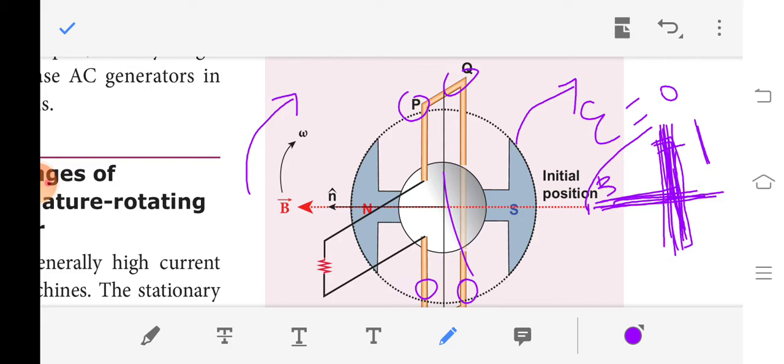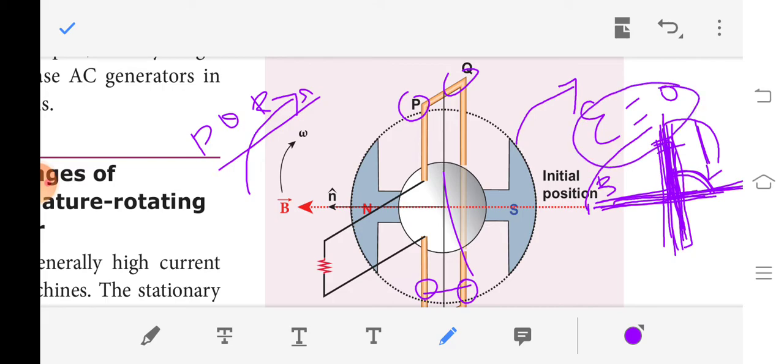The side PQ acts in the downward direction and RS acts in the upward direction, so the current flows in the direction P, Q, R, S. This is the first turn. The magnetic field rotates another 90 degrees, reaching 180 degrees from its initial position. Again the magnetic field and the coil are perpendicular to each other, so the induced EMF becomes 0.